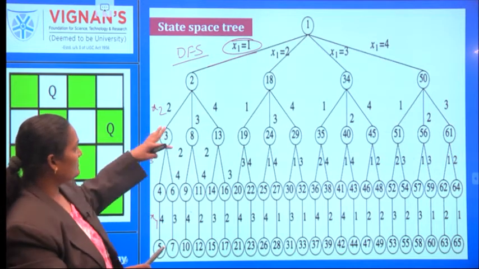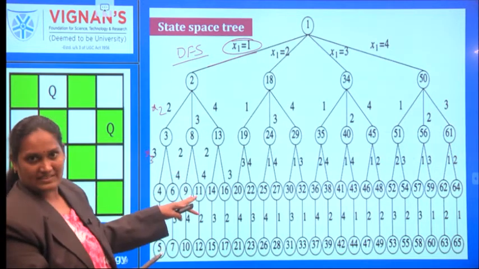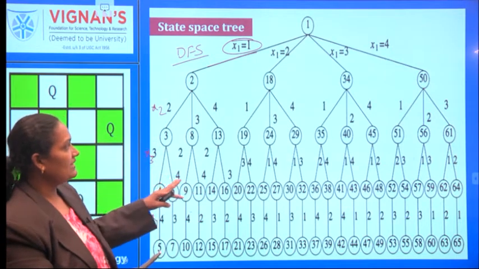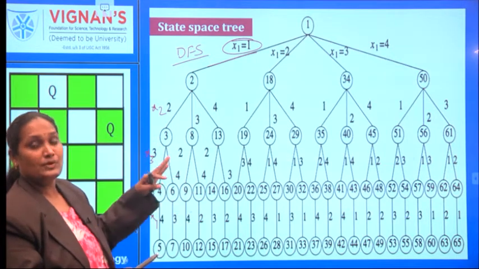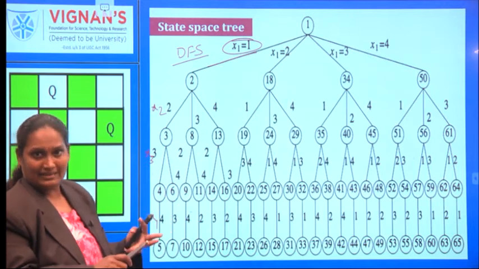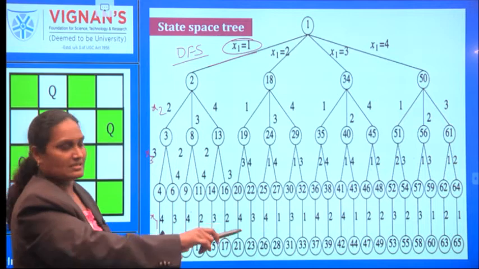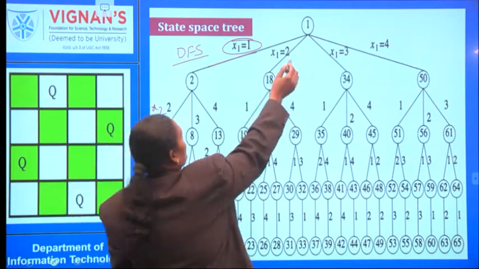Now, here I am representing the row-wise representation. In this state space tree, we represented the row-wise representation. If you consider the column and diagonal constraints, all these may not be solutions. Now, what becomes the solutions?